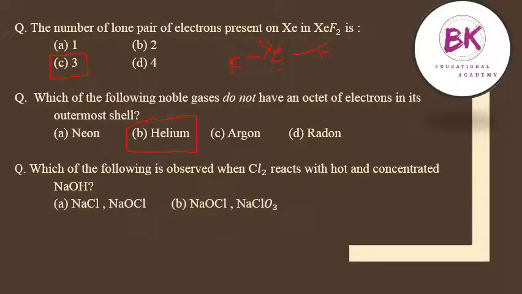Next question: which of the following is observed when Cl2, chlorine, reacts with hot and concentrated NaOH? And the options are given. So on reaction of Cl2 with hot and concentrated NaOH, the products which are formed are NaCl and NaClO3, sodium chlorate. So these are the products when Cl2 reacts with hot and concentrated sodium hydroxide.